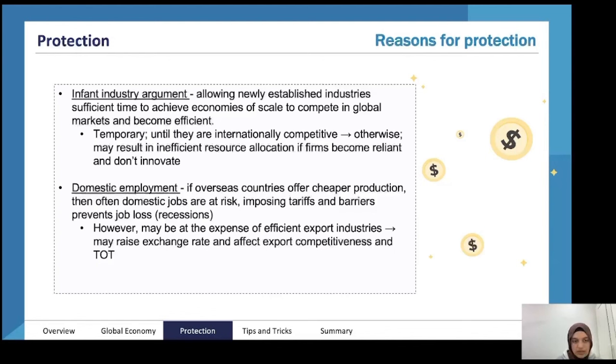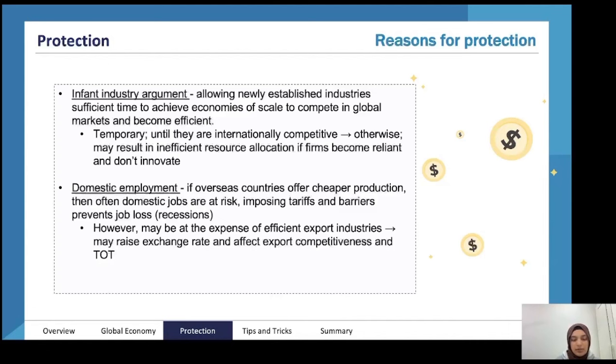This is temporary until they are internationally competitive, otherwise it may result in inefficient resource allocation. If they always rely on protection and they can't stand on their own two feet even after they grow, then that's a clear issue because it's inefficient for the government to continue to help them. We don't want them to become reliant, or to not innovate. We're giving them the starting steps and then they can grow on their own.